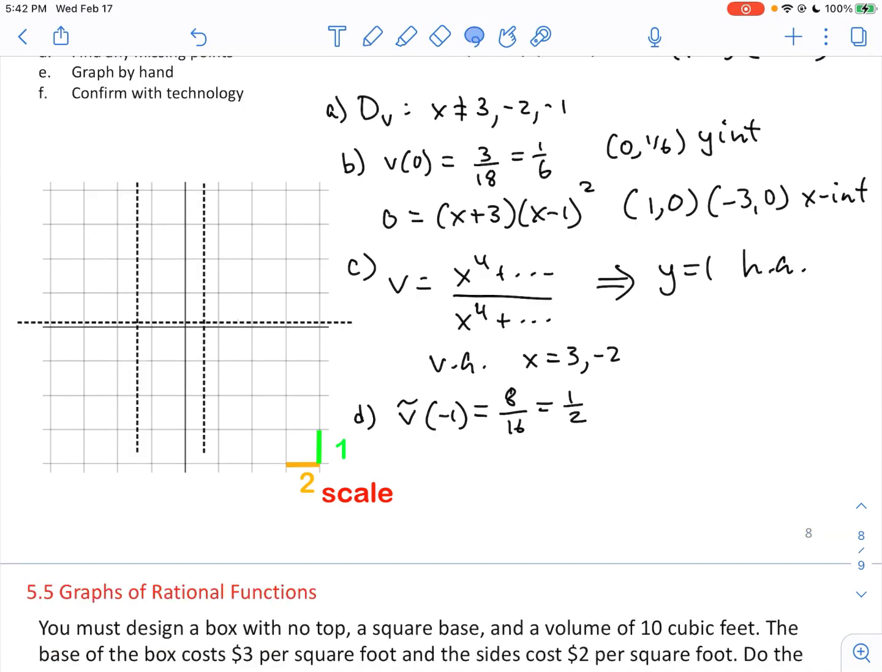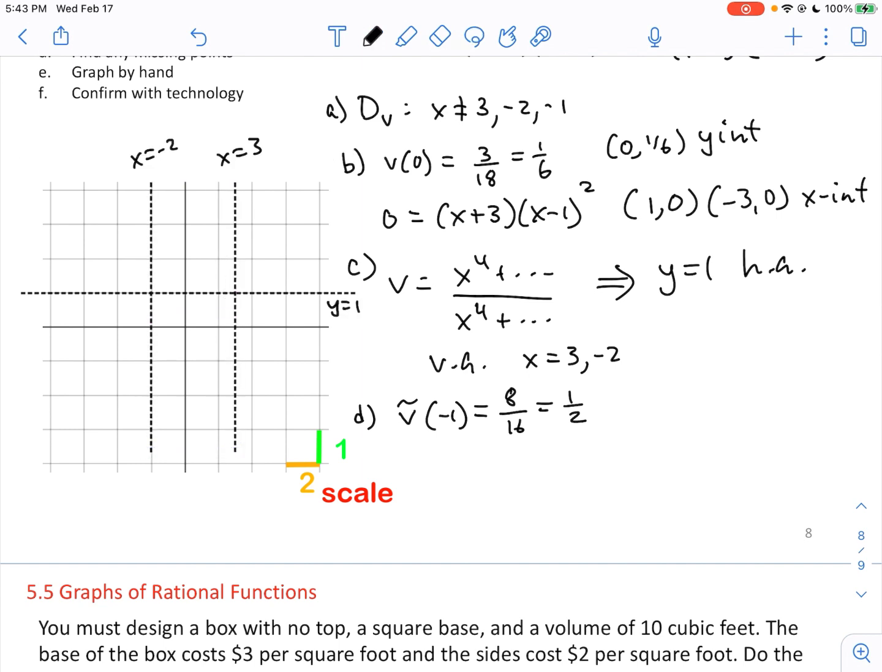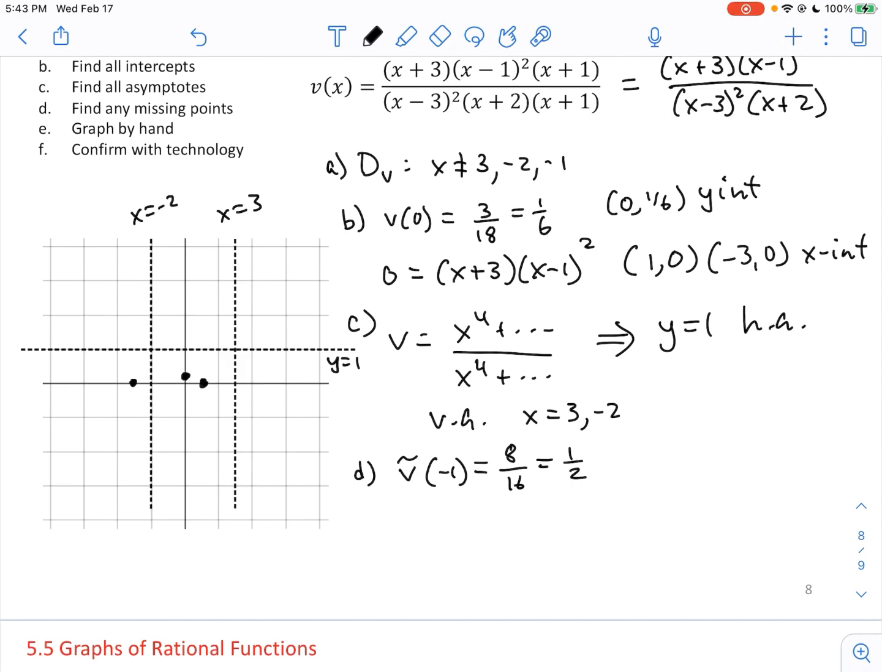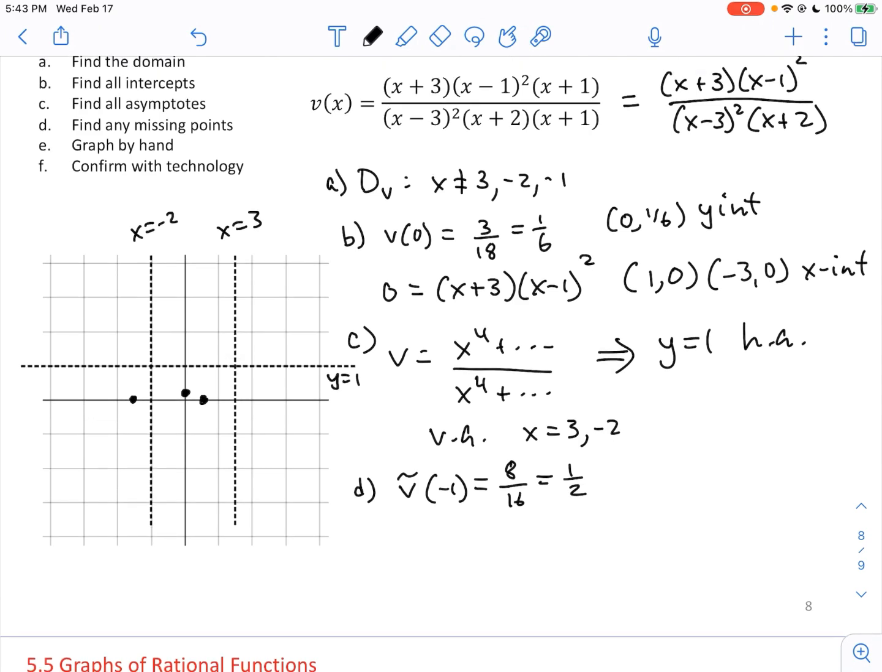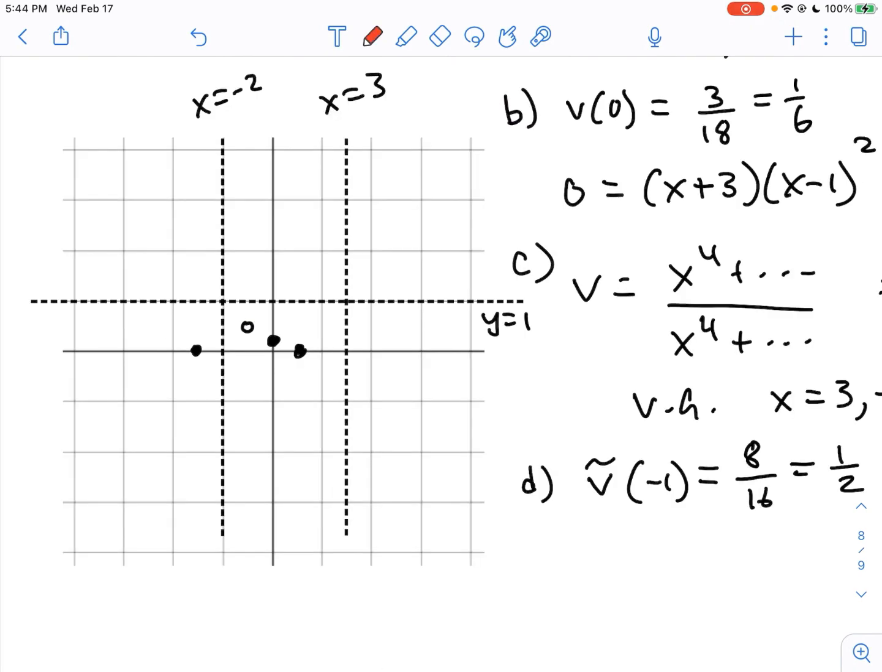Okay, we have a horizontal at y equals 1. We have a vertical asymptote at x equals 3, which I'm saying is right here. Another one at negative 2, which I'm saying is right there. Y-intercept 0, 1/6, so just above the origin. 1, 0, and negative 3, 0. So I didn't worry about whether or not we're going to intersect the horizontal asymptote this time. The missing point, let's put that in there too. Negative 1, a half. Well, half is more than a sixth, so it's roughly in here. Obviously, we're going to connect these.